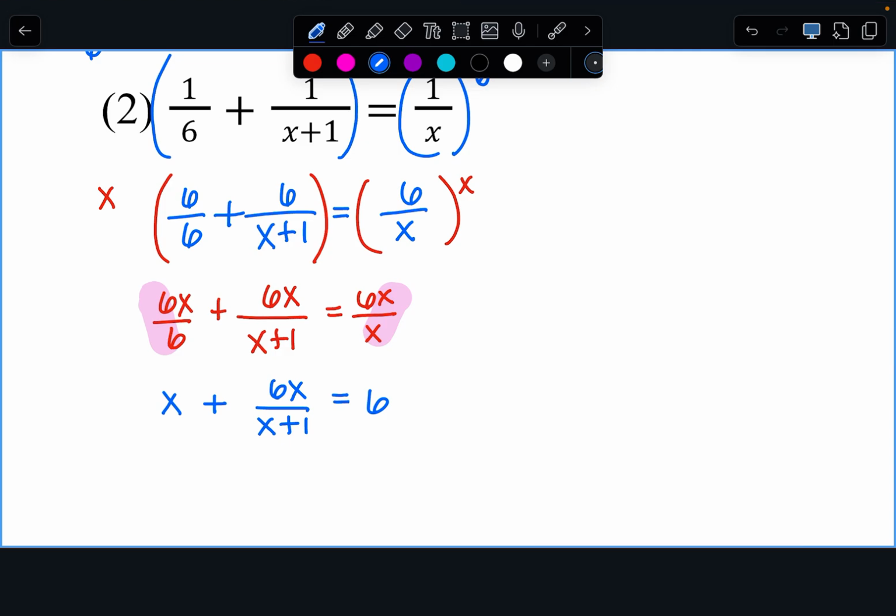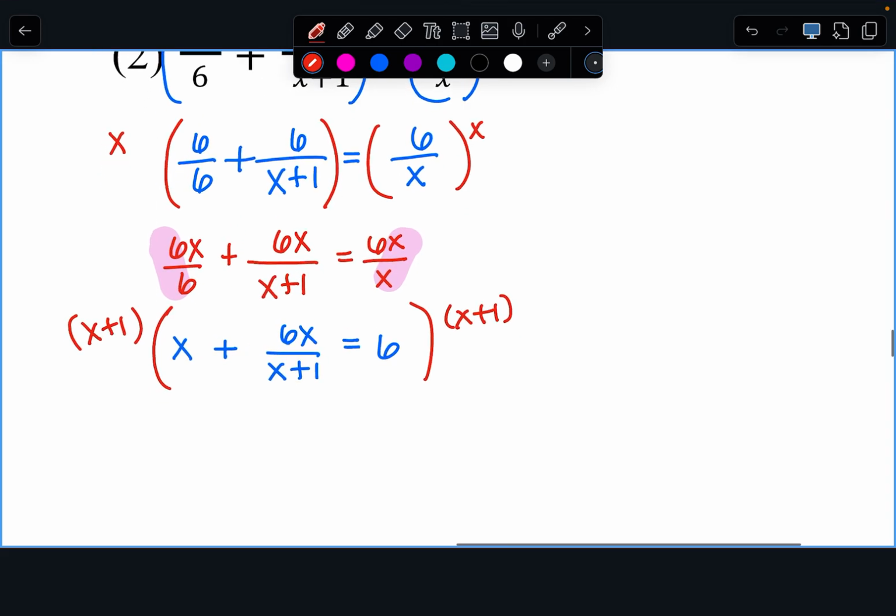Now we have to multiply every numerator by x plus 1. Which is a pain in the butt to have to do for however many times there are denominators. So I'm going to show you a quicker way of doing it on the right-hand side. So here we have x times x plus 1.